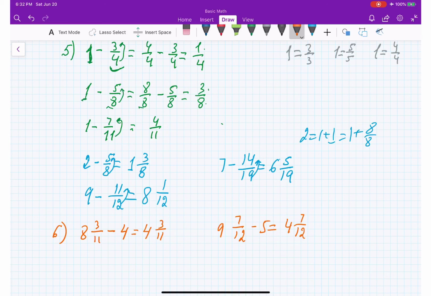Okay? All right, so let's move to mixed fractions. Mixed fraction minus mixed fraction. We'll see how much we will get. Okay, let me take such an example.